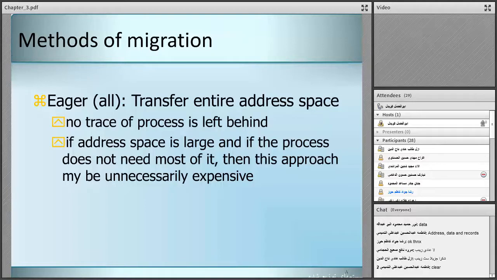Now we want to talk about different methods of migration. We now understand what migration is, and what should be migrated, what is transferred. But we want to know how the process can migrate. There are many different methods to migrate a process from one machine to another in distributed systems. I named some of the most important methods, but there are many combinations of these methods and other methods too. The first method is eager-all. Translate, then I can explain about it.